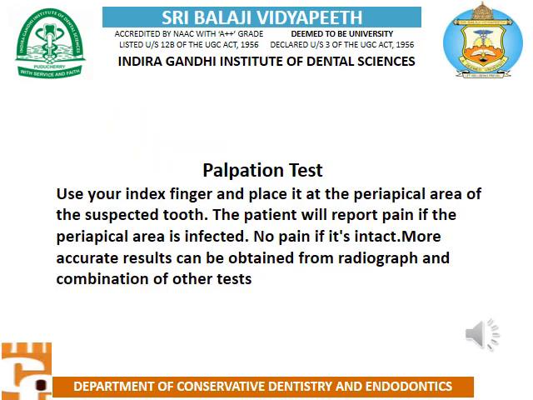Palpation test. Use your index finger and place it at the periapical area of the suspected tooth. The patient will report pain if the periapical area is infected. No pain if it's intact. More accurate results can be obtained from radiograph and combination of other tests.